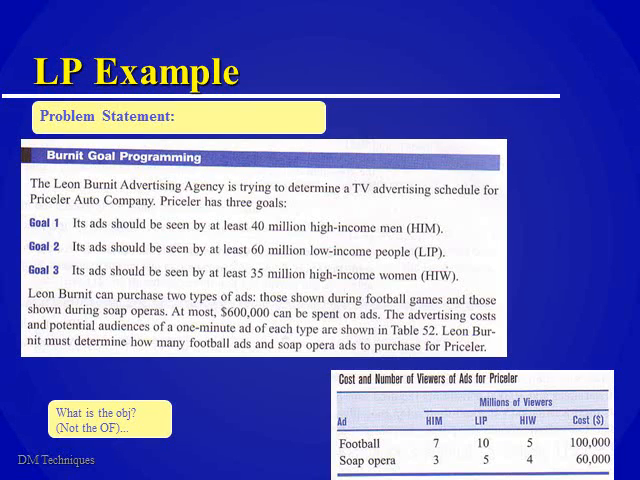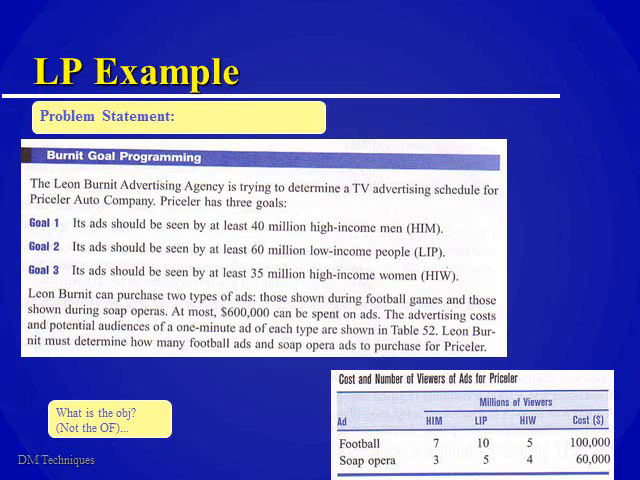So this agency, the Leon Burnett Advertising Agency, is trying to determine a TV advertising schedule for this auto company called Chrysler. This Chrysler company has 3 goals. Goal number 1 is that ads should be seen by at least 40 million high-income men. Goal number 2 is that the ads should be seen by at least 60 million low-income people. And the third goal is that the ads should be seen by at least 35 million high-income women.